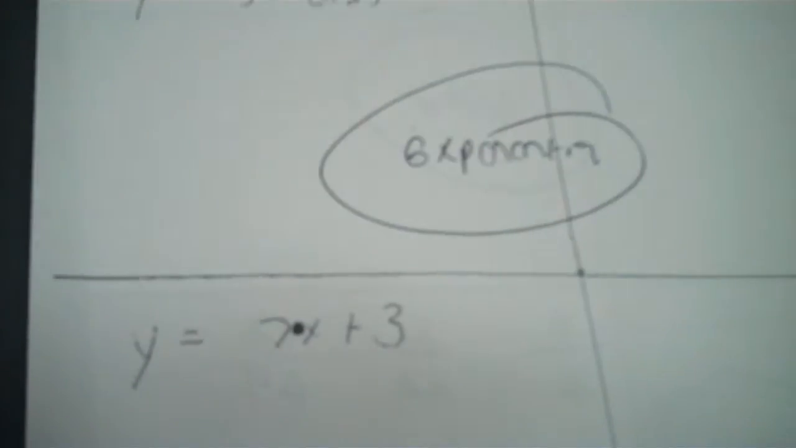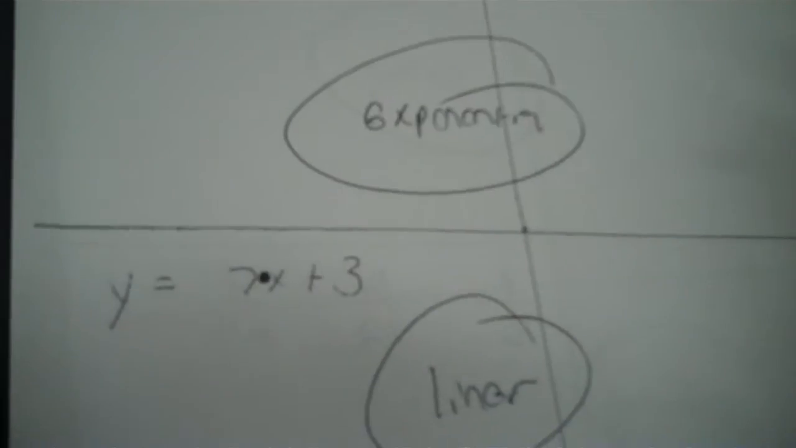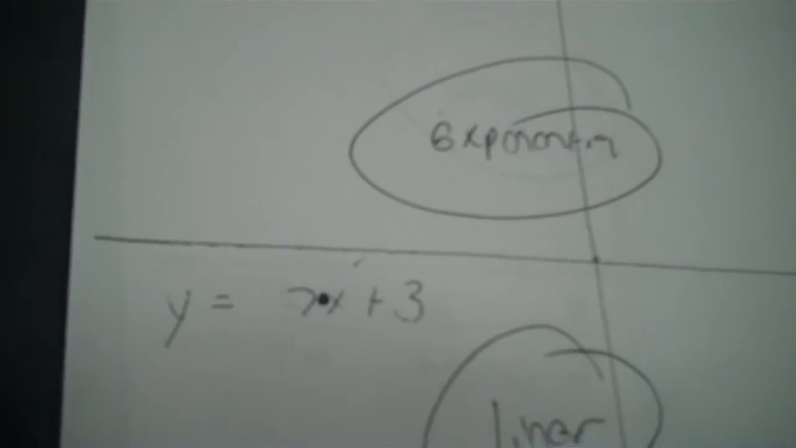X is a power, so that's exponential. Here, x is just multiplied with the 7, so that's linear. You could graph that, it'd be a straight line. Okay, now the next one.